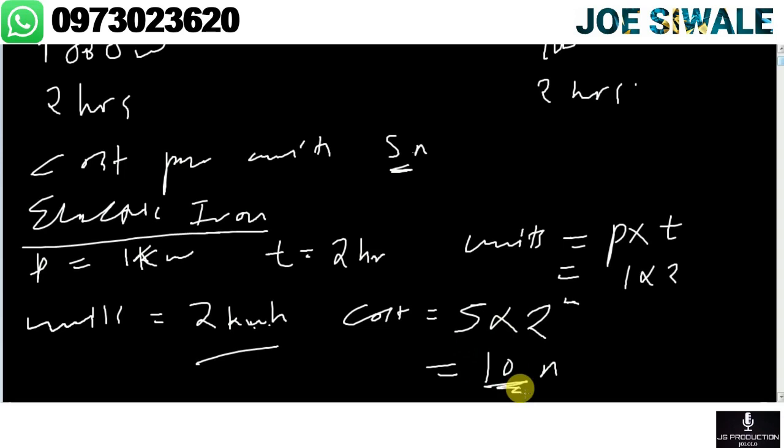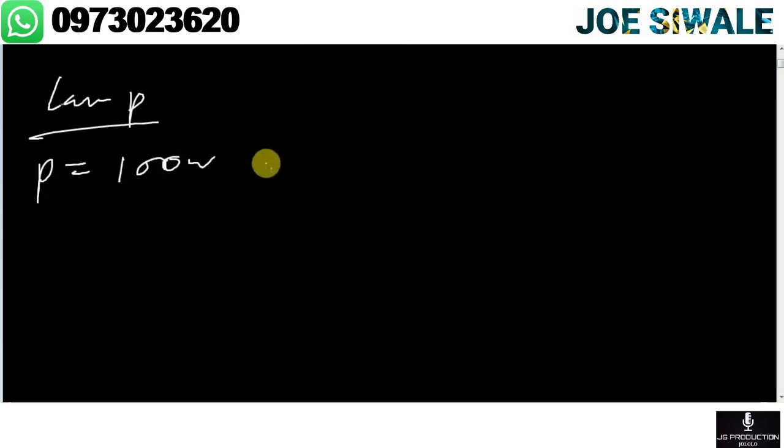Let us look at the cost of using a lamp. For the lamp, the power that we have been given is 100 watts. If we convert that into kilowatts, that's going to be 0.1 kilowatts. Then our time, we know that's 2 hours.